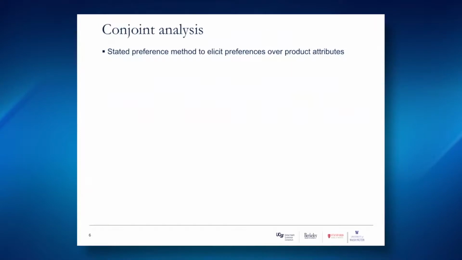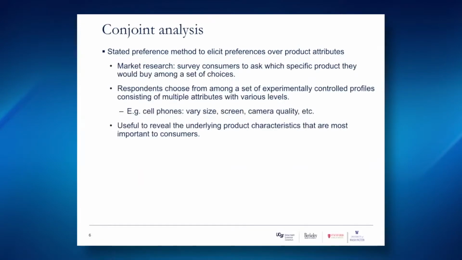All right, so what is conjoint analysis? This is where I start waving my hands really quickly. For those of you who know what it is, you're going to say, well, that's not a very good explanation. Those of you who don't know what it is, you're still going to scratch your head. But this is a stated preference method to elicit preferences over product attributes. What does that mean? It's been used in market research, one of the canonical applications, where you survey consumers to ask what types of products they would like to buy among a set of products with different attributes.